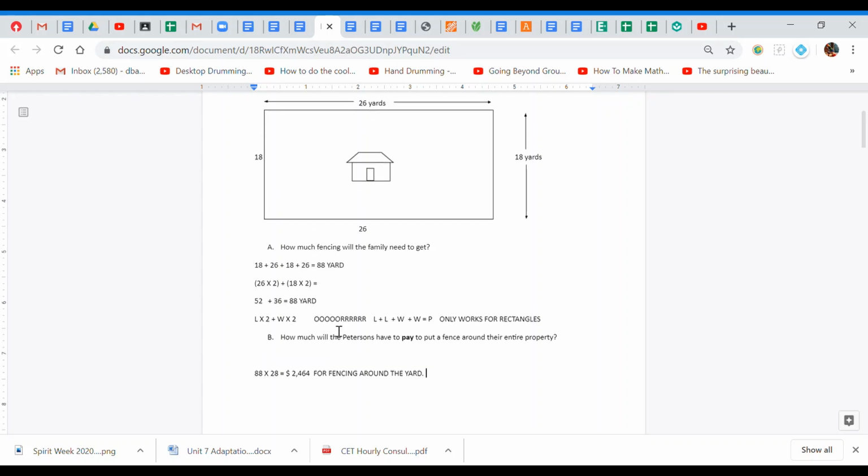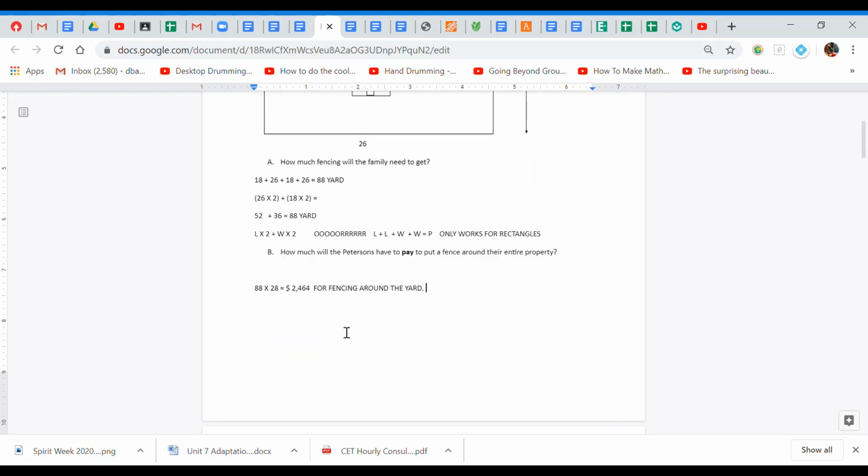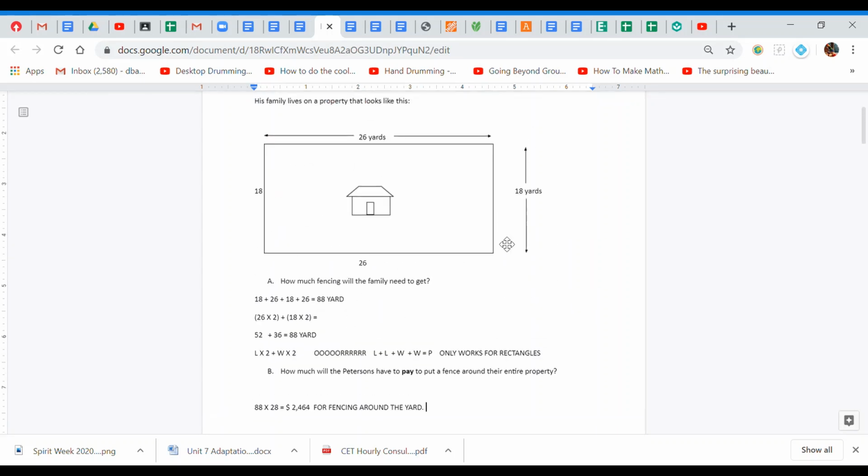And there you have it. That's how you solve a word problem with perimeter of a rectangle. Again, thinking about adding all the sides or multiplying the sides times 2 and then adding together that total. So let's go back, review a little quick about what perimeter means and how to solve those problems.